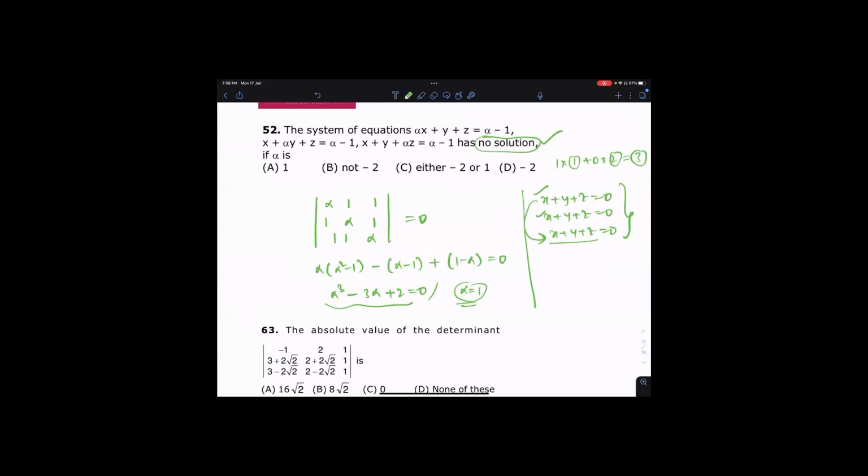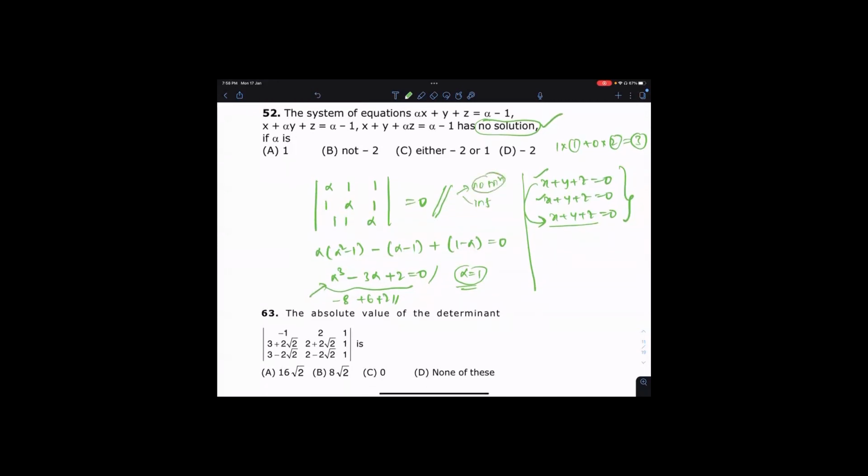Okay. Next, -2 they are asking. Let us see -2, is it satisfying? -8 plus 6 plus 2. Yeah, it is satisfying. So when alpha is -2, this determinant value is 0. Again, we get two possibilities, either no solution or infinite solutions. Let us see which one. They're asking no solution. Put alpha as -2. What do we get? -2x plus y plus z equals -3. Correct.